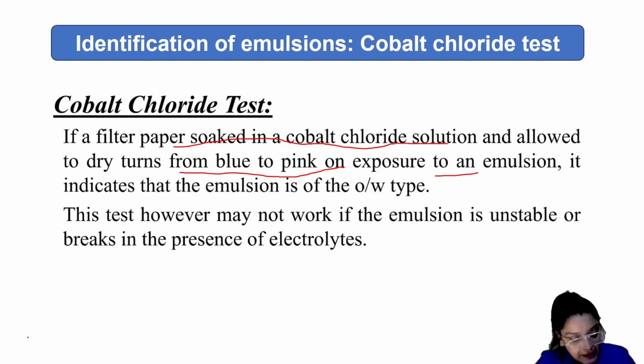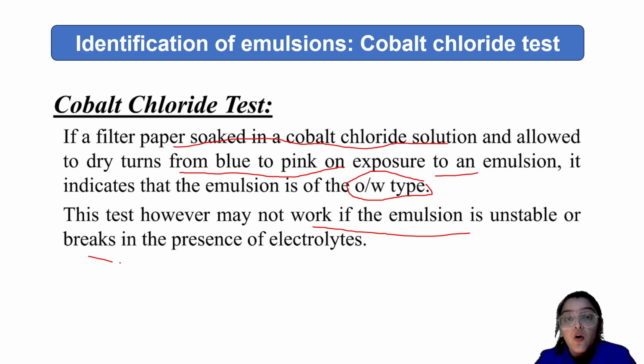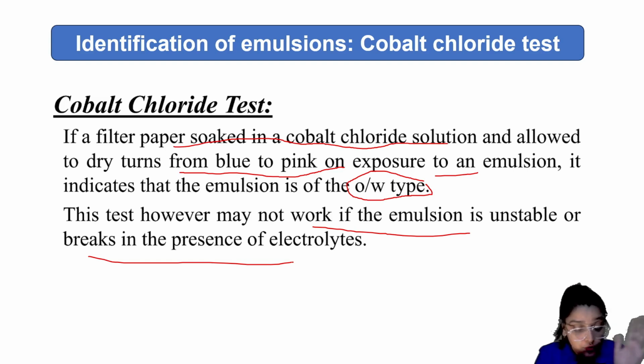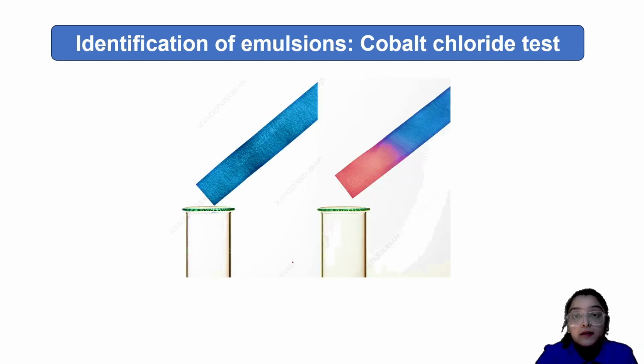So if you dip the cobalt chloride paper into the emulsion, it will turn from blue to pink, indicating that the change in color was observed. It will be an oil in water type emulsion. It will not work if the emulsion is broken, if the emulsion shows instability, or in the presence of electrolytes. Just so you know, the anhydrous form of cobalt is blue in color. The hydrous form of cobalt will be red or pink in color as seen in this.